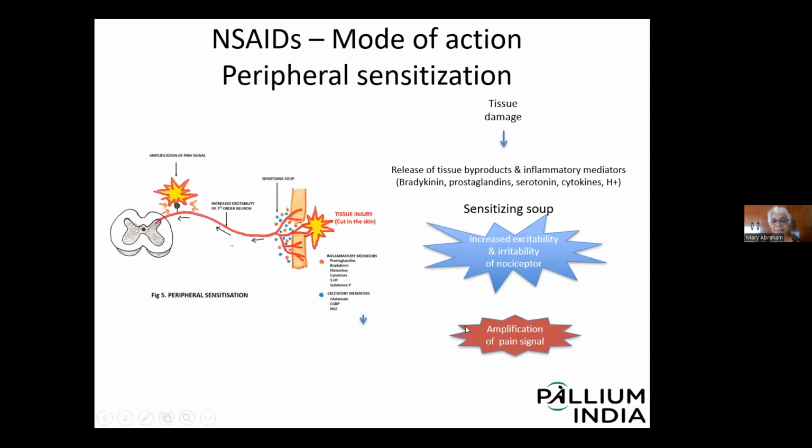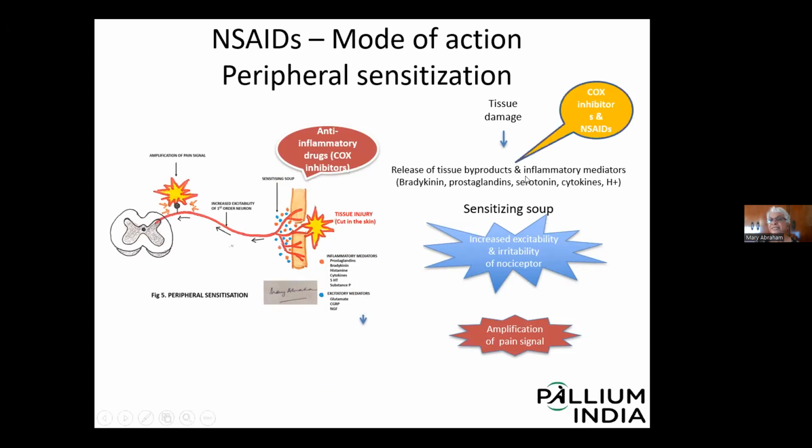So this is a diagrammatic representation of the same, where you have the nociceptor and the nerve endings, and this is all the inflammatory mediators that are released here. And these NSAIDs are actually acting at this level. They are preventing this action of the prostaglandins and the inflammatory mediators. So you can see where it's acting. It's acting at the tissue level by counteracting the effect of peripheral sensitization.